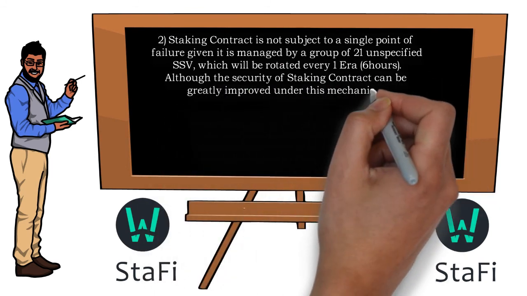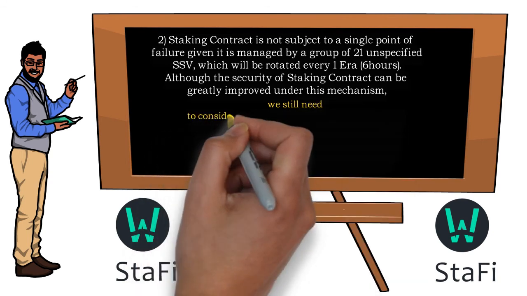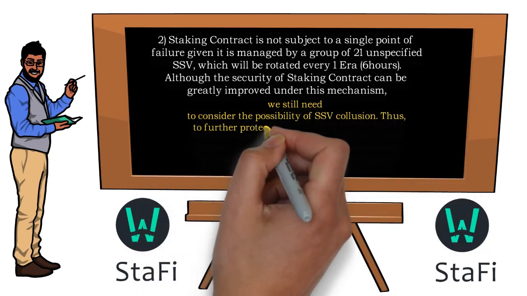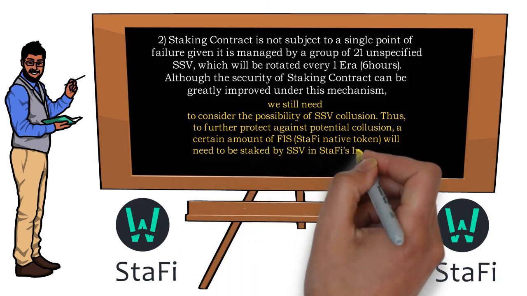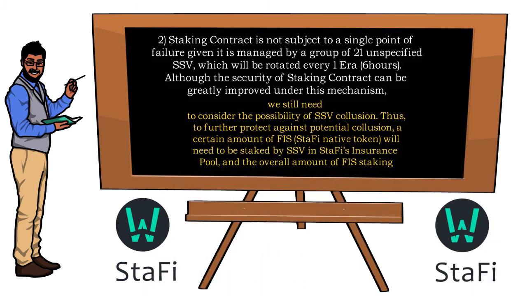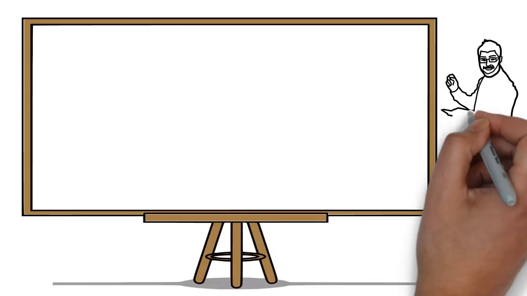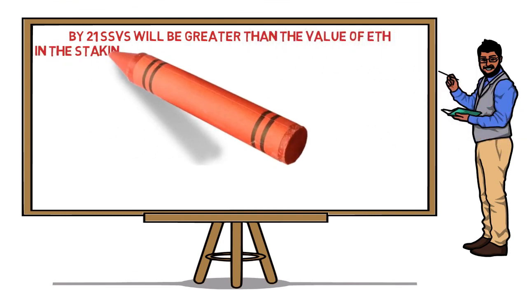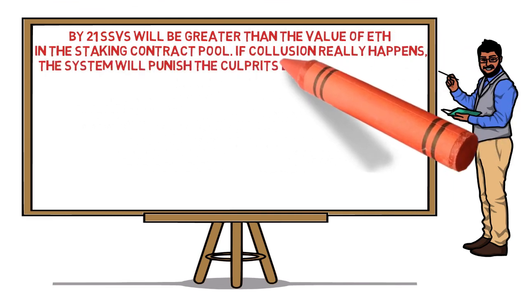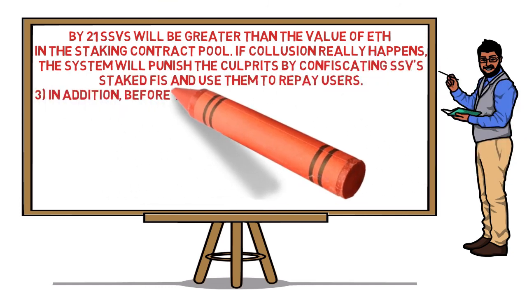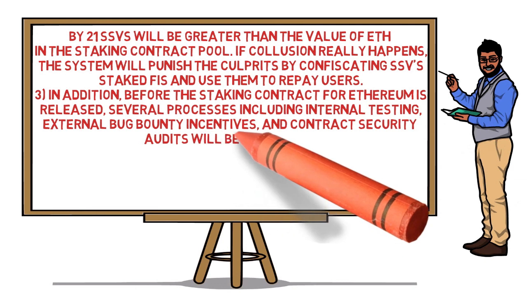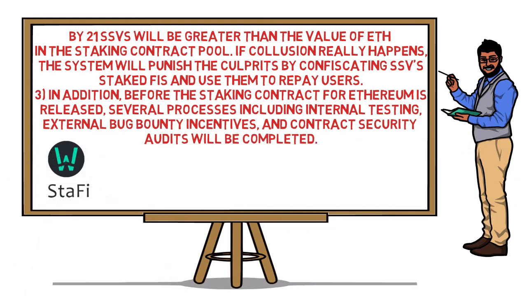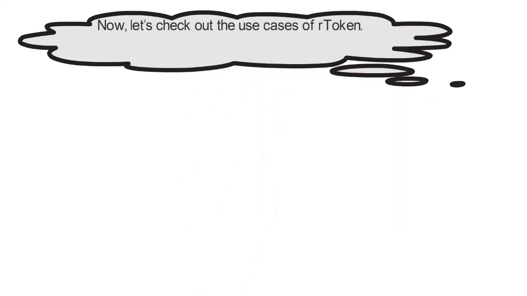Although the security of the staking contract can be greatly improved under this mechanism, we still need to consider the possibility of SSV collusion. Thus, to further protect against potential collusion, a certain amount of FIS, Stafi's native token, will need to be staked by SSVs and Stafi's insurance pool, and the overall amount of FIS staked by the 21 SSVs will be greater than the value of ETH in the staking contract pool. If collusion really happens, the system will punish the culprits by confiscating SSVs' staked FIS and use them to repay users. 3. In addition, before the staking contract for Ethereum is released, several processes including internal testing, external bug bounty incentives, and contract security audits will be completed.